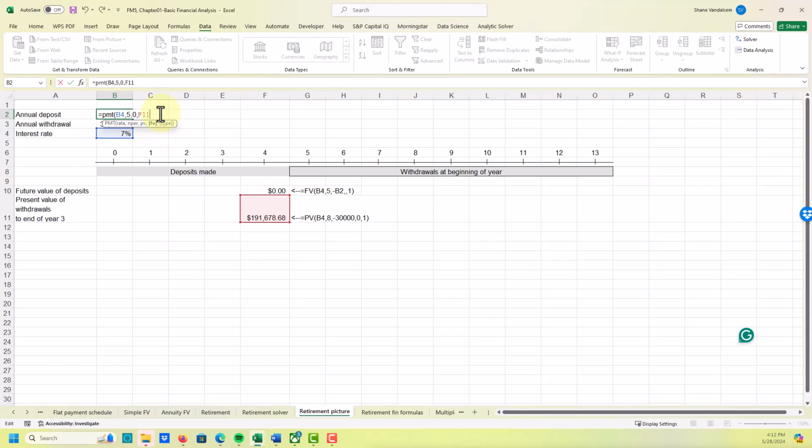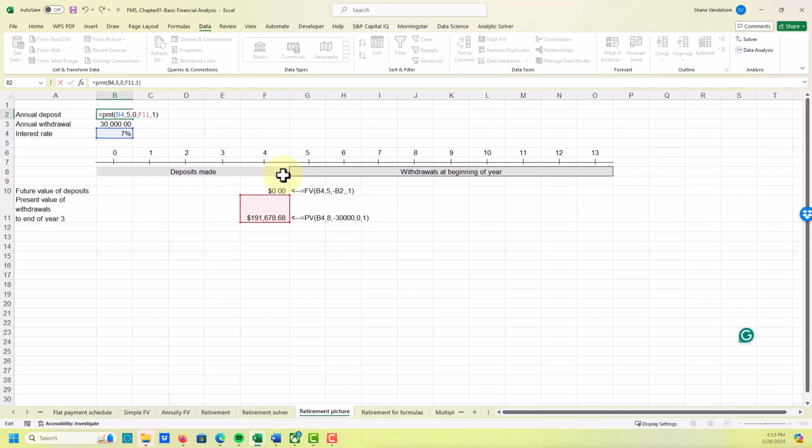And then our type is going to be 1 because we're going to make each of these payments at the beginning of the period starting today. We're going to make a payment today, and then we're going to make 4 more payments into this account after today at the beginning of each year. So the payments are going to occur today, at the beginning of time 1, the beginning of time 2, the beginning of time 3, beginning of time 4. And then we're going to start withdrawing at the beginning of the next year.